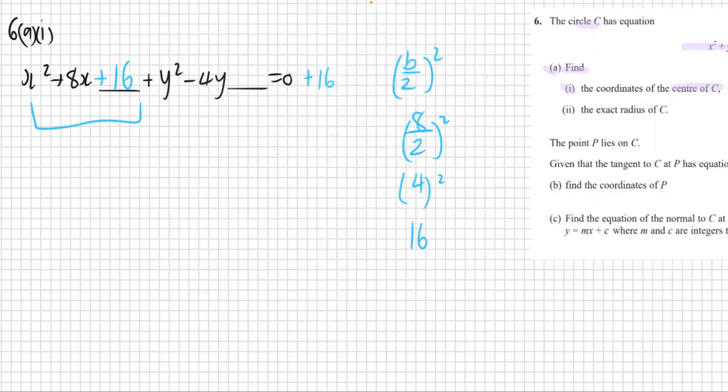And then we look at the y's. Our b is minus 4, so minus 4 over 2 squared. Minus 4 over 2 is negative 2, so it'll be negative 2 squared, which is 4. Negative 2 times negative 2 is 4. So plus 4. So we've designed ourselves perfect squares that we can use to find the center of the circle.